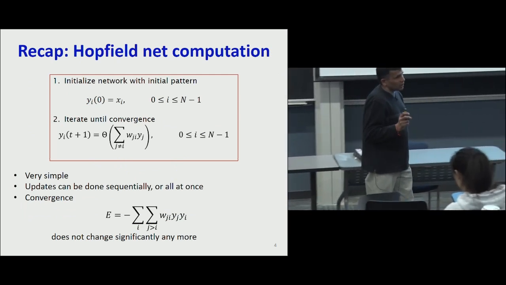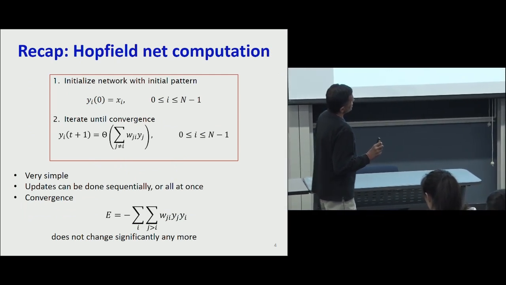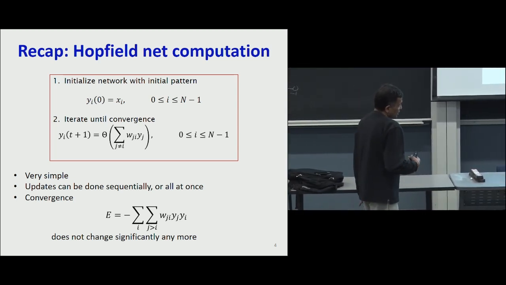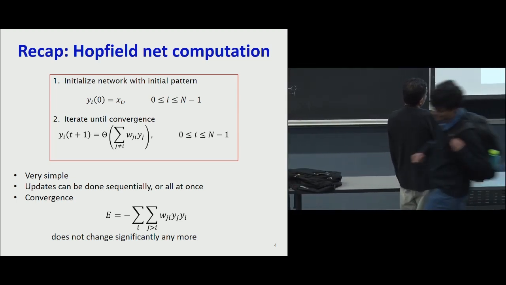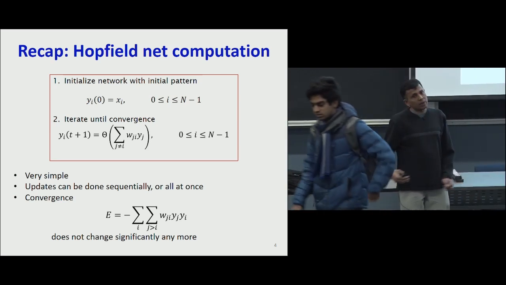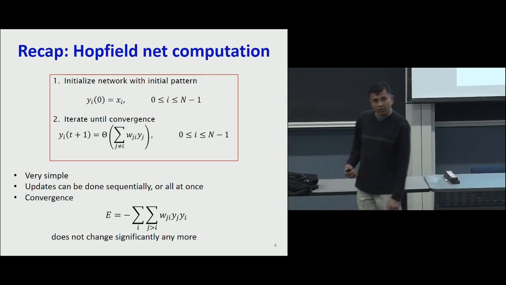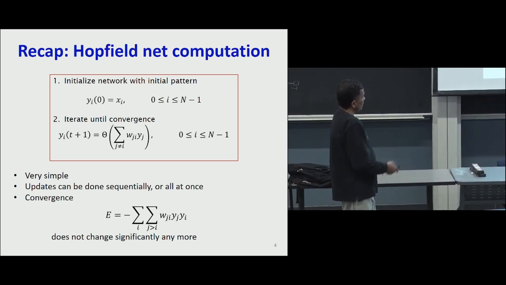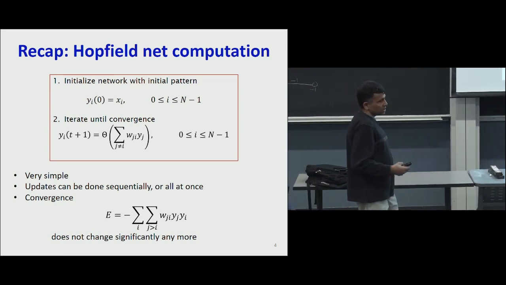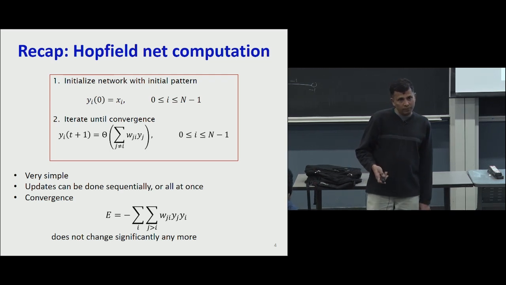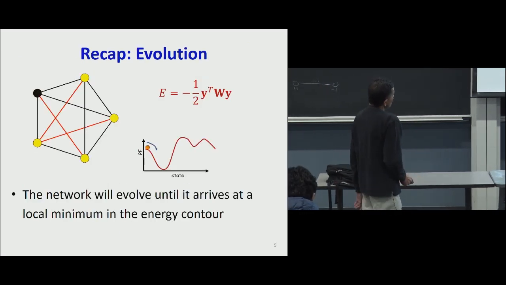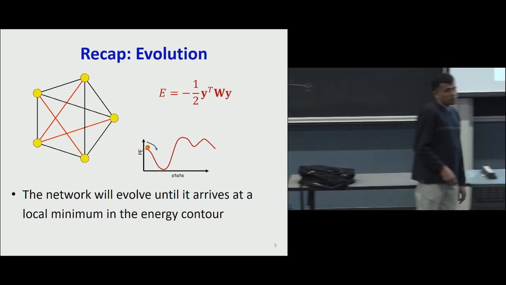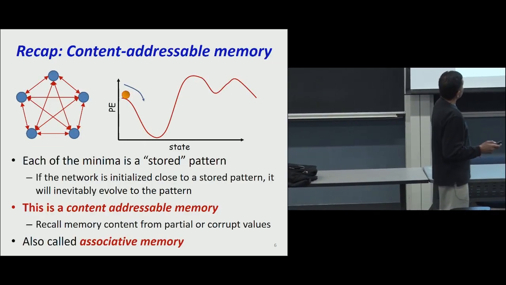So the way the network actually operates is that you initialize the network with some pattern, and at each iteration, each neuron tries to align itself with the sign of the local field. The updates can be sequential or all at once, and convergence happens when this energy doesn't actually change anymore, right? So the network evolves until it arrives at a local minimum in the energy contour. All of this we have seen.